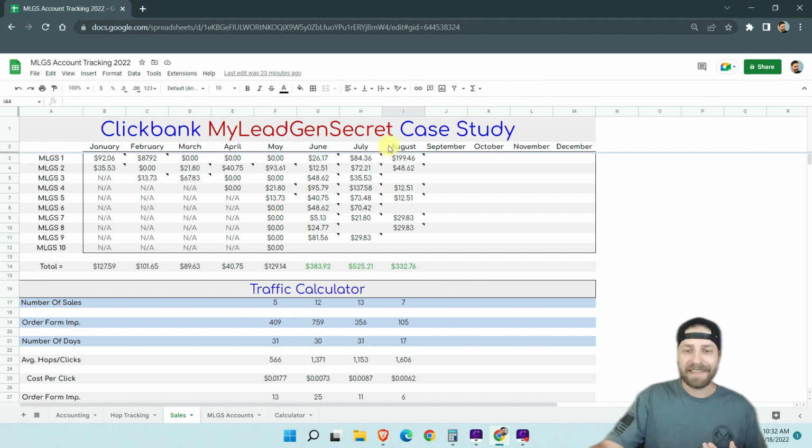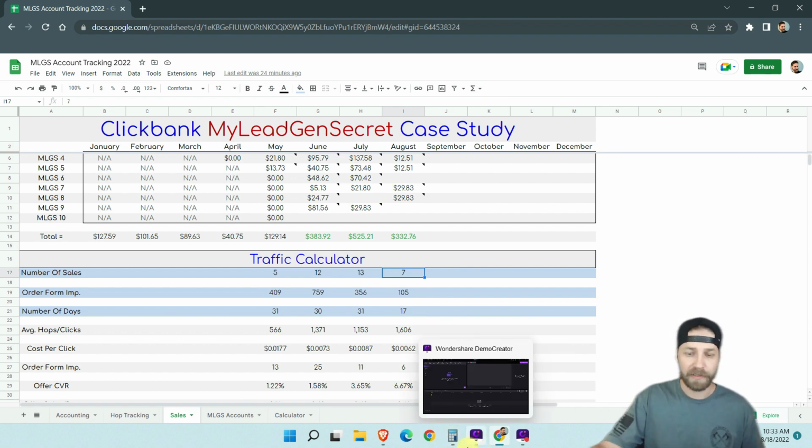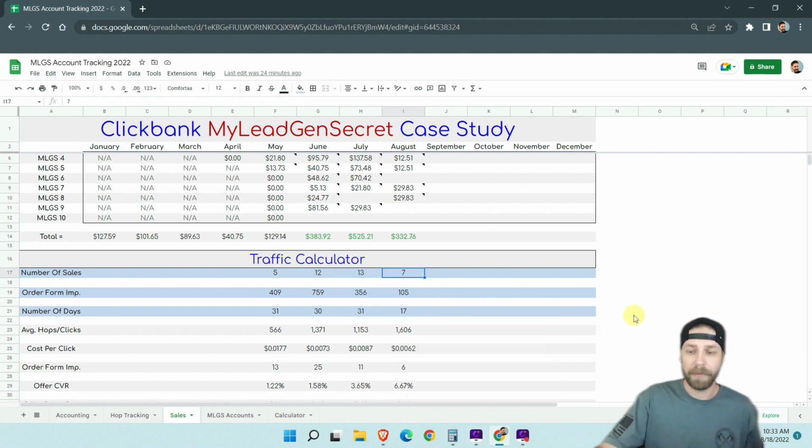So currently this month in August, so this is going in 100 days, I have a total of 7 sales. Now, you can grab the data that I'm going to explain just by logging into your ClickBank account. If you've been running your offers on ClickBank, or your ad source to ClickBank, then you will be able to follow along. Or maybe if you have My Lead Gen Secret and you've been promoting ClickBank offers, you can certainly follow along.